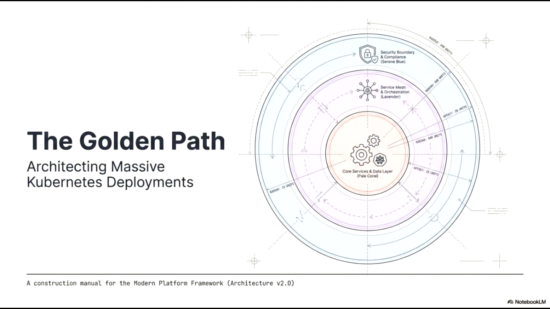Surrounding this core is the lavender layer, which represents service mesh and orchestration. This critical layer handles the complex communication, traffic management, and coordination required to keep a large-scale system running smoothly. Finally, we have the outermost ring in serene blue, representing our security boundary and compliance. This layer acts as a vital protective perimeter, ensuring that every component within the architecture adheres to strict security protocols and regulatory standards. Together, these layers define a scalable, secure, and efficient path forward for modern infrastructure.